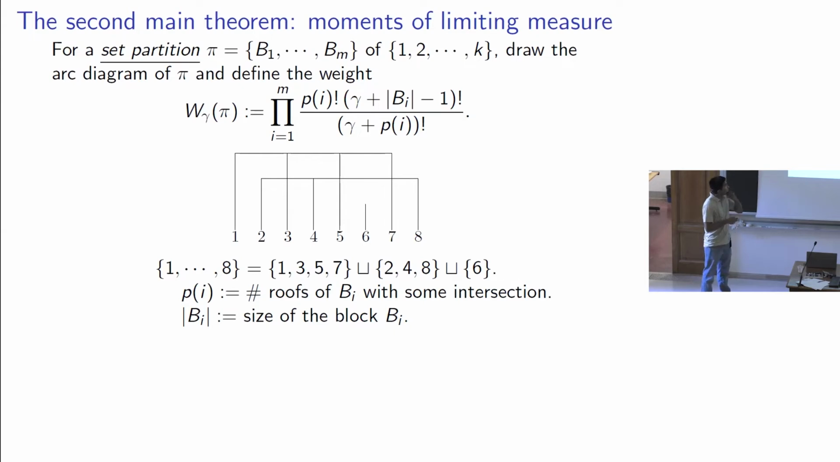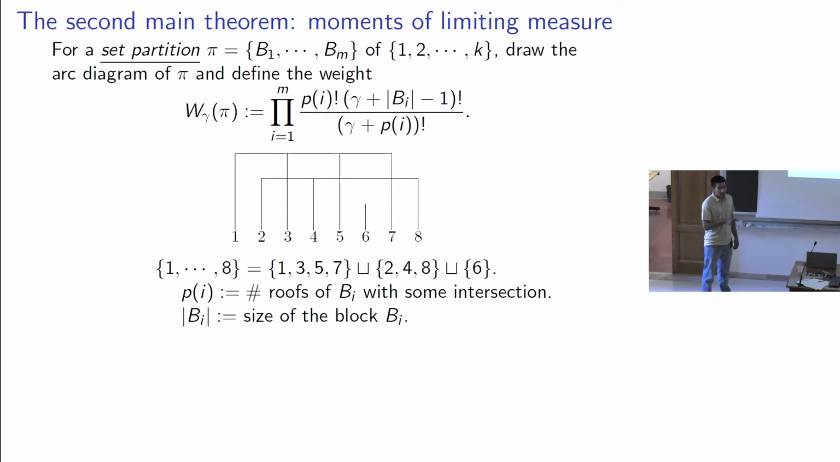That's okay. So then I need to define a weight of this set partition as well, right? Before I had gamma plus 1 raised to the roofs. Now I will have this more complicated expression here. So what is this complicated expression? So there is some cardinality of BI. That's just the number of elements of the block BI. That's simple. What is PI? So you will have one PI for each block BI, okay?